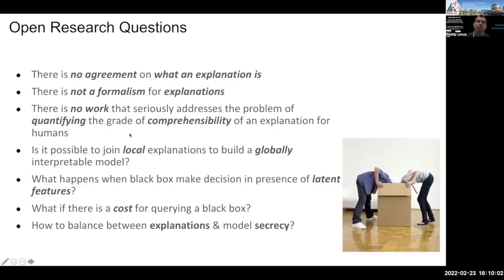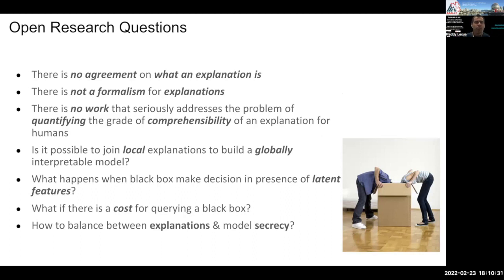And there are open questions. People still have no agreement on what's in explanations. They even use different terms. Sometimes they mean the same thing, but sometimes they don't. There's no real formalism. There's no one definition that says that's an explanation. And the reason is that there's a human behind, and you start having philosophical questions about what the user needs, what's pleasing to someone. It's a complex question.